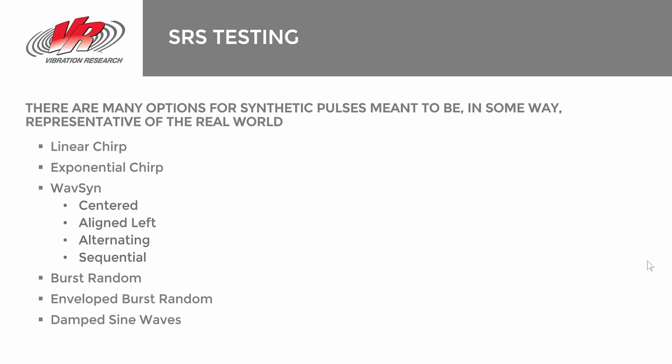Linear chirp and exponential chirp are really a sine wave that progresses across a frequency range and it changes frequency either linearly or exponentially. WaveSine is a wavelet analysis tool or a wavelet generation tool where your sine waves in the centered case are all stacked on top of each other, aligned left or alternating, and then sequential rather than putting those sine waves on top of each other where they can complement one another. Actually stretches that waveform out and makes a longer duration but only single frequency at a time. Burst random takes a random waveform generator and outputs a specific burst. You can define some frequency content associated with that.